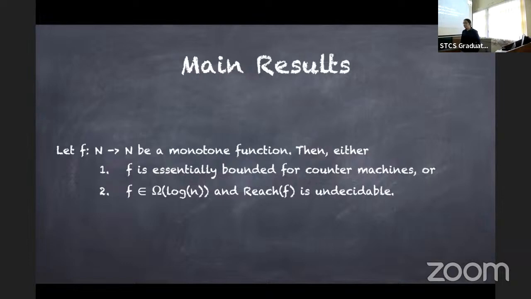For any monotone function f, one of the two is the possibility. Either f is essentially bounded for counter machines, which means LCD, or f is at least logarithmic, in which case reachability of f is undecidable. So if you consider the class of f-reversal bounded quantum machines, where f grows either equal to or faster than a logarithmic function, then it's indeed undecidable.